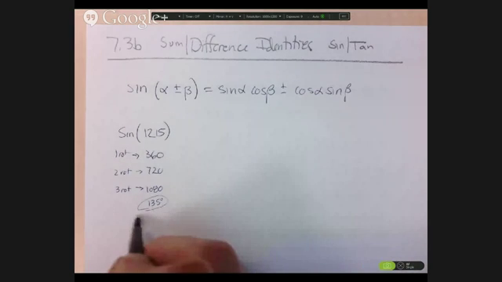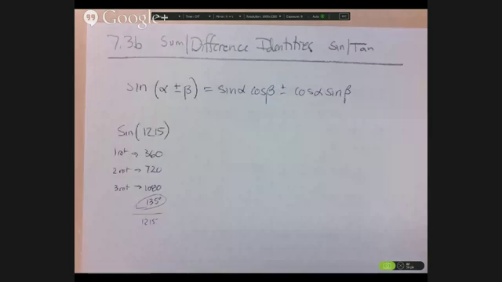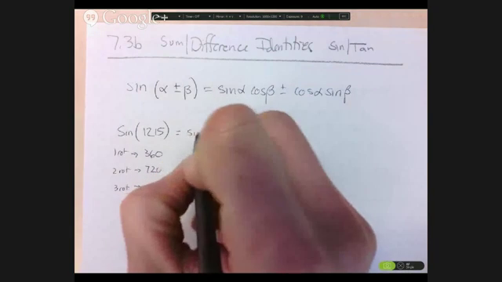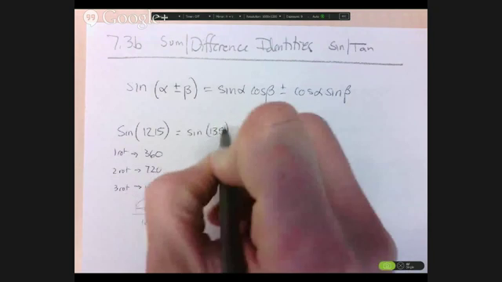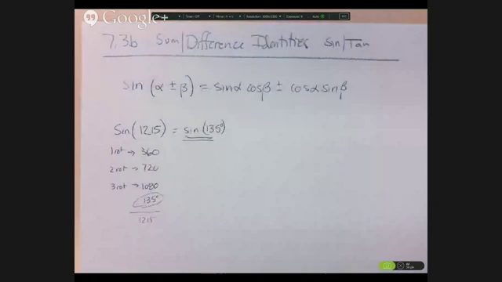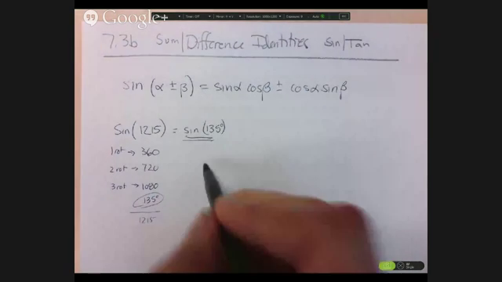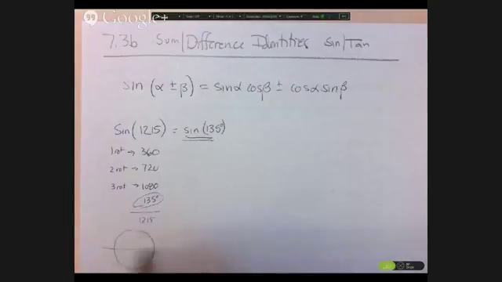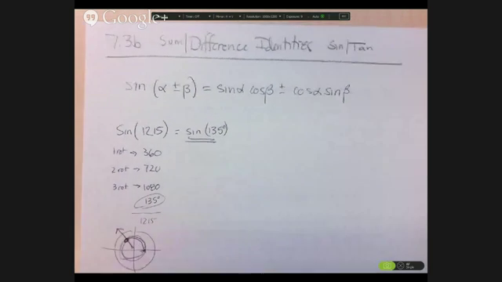So if you add all those up, you get 1215, right? If you're in the unit circle, you have one rotation, two rotations, three rotations, and then 135. So it's the same value as 135 degrees.